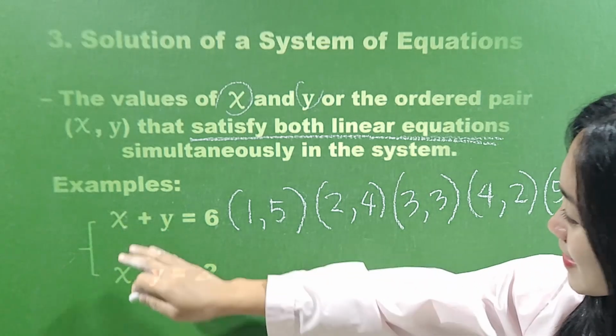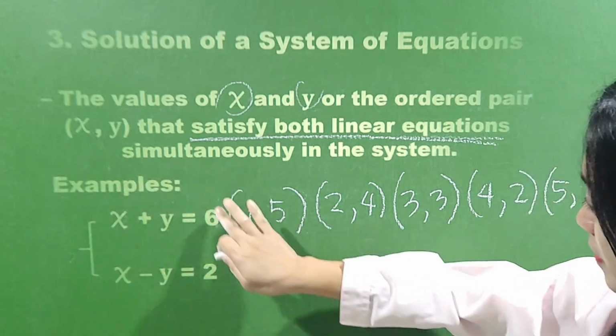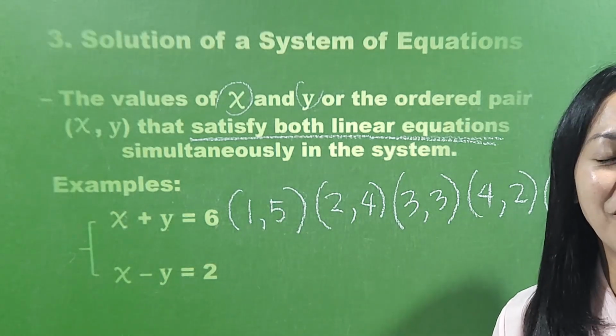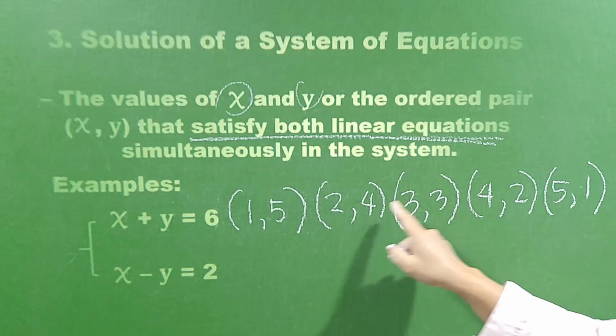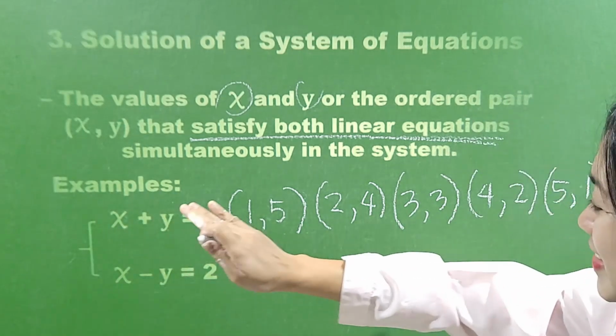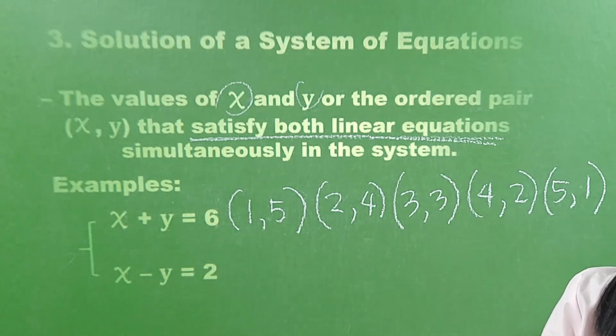Let's say x is 6. So this is 6 minus 6, y is 0. 0 is not a natural number anymore. So we have here 5 ordered pairs for this linear equation.